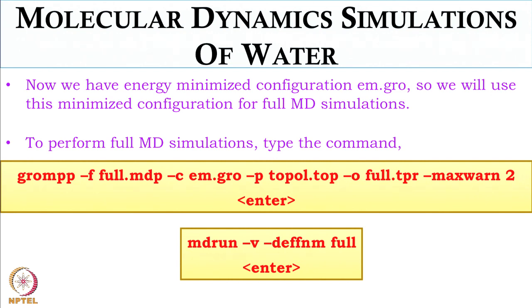If you want to have the last configuration, suppose you have performed a simulation for 10 picoseconds and you want the configuration for the 10th picosecond, what you will do is convert your full.xtc file to a full.gro file. Just type the command trjconv. It will convert your trajectory file to a GRO file.